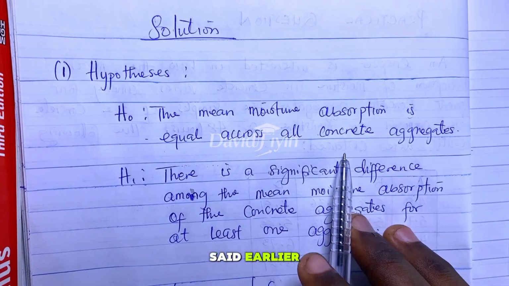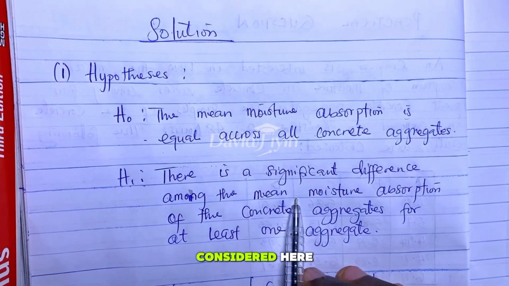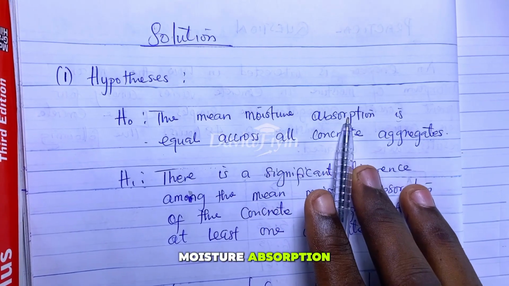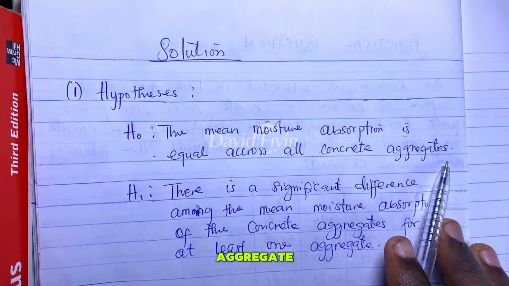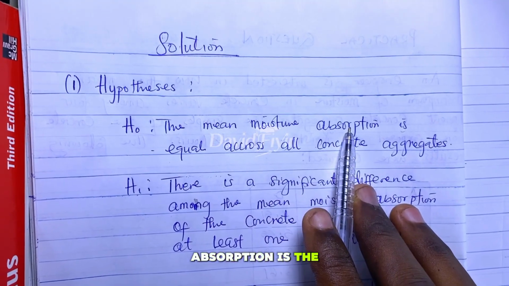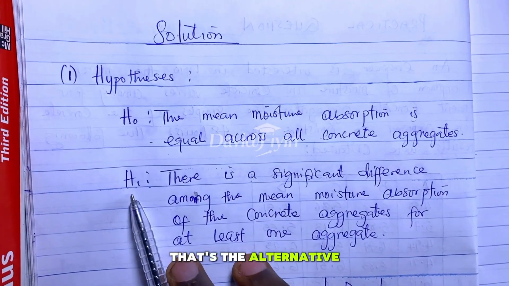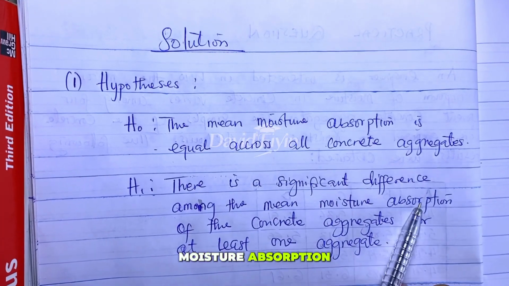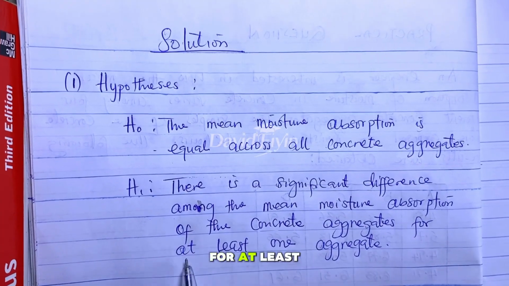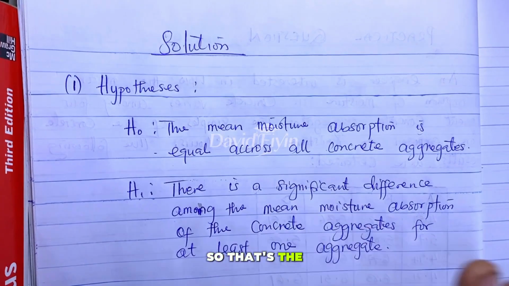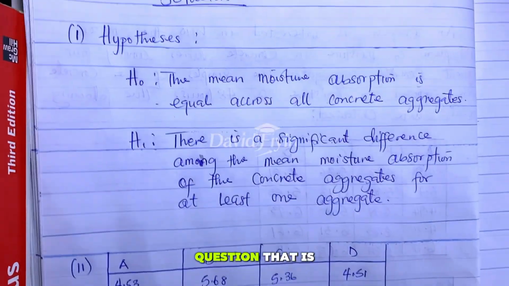Here, like I said earlier, the treatment being considered is the mean moisture absorption of the concrete aggregates. The mean moisture absorption is the treatment effect being considered here. So the alternative hypothesis says there is a significant difference among the mean moisture absorption of the concrete aggregate for at least one aggregate. So that's the solution to the first question.